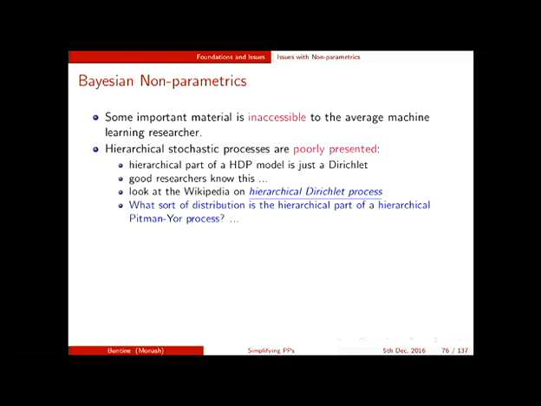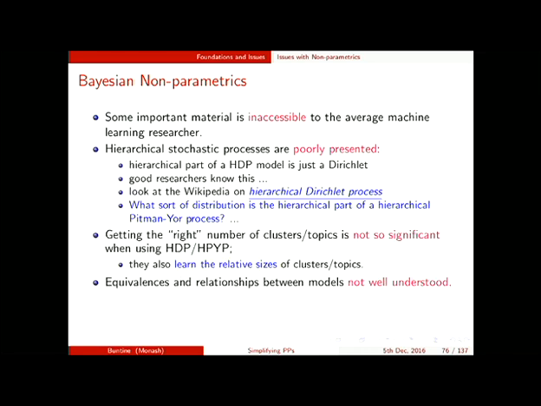Anyway, that's the end of the rant. A lot of the material is inaccessible, and it's sort of unnecessarily so. I think a lot of the early work in the field was poorly presented. I don't think the hierarchical Dirichlet process people really understood what they were working with, and I see that from their empirical work. Their empirical work illustrates they're not really knowledgeable of the key results that they're dealing with. And there are also some equivalences between models that I'm not sure how well understood they are. So that's where we are.